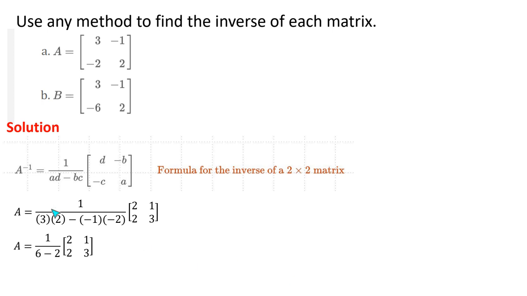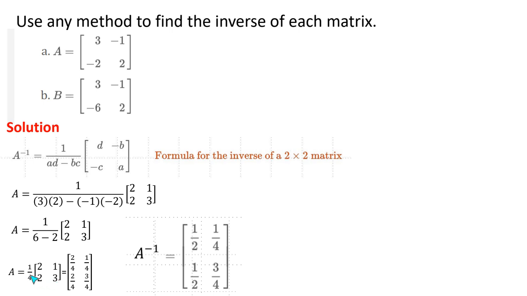So let's simplify. 3 times 2 is 6. And then we have a minus negative 1 times negative 2 is positive 2. 6 minus 2 is 4. And now the 1/4 is a scalar, which means we multiply everything by 1/4. So 1/4 times 2 is 2/4. 1/4 times 1 is 1/4. 1/4 times 2 is 2/4. 1/4 times 3 is 3/4. And so then we reduce, so 2/4 would be a half. And then we have 1/4, a half, and 3/4. So that would be our inverse.